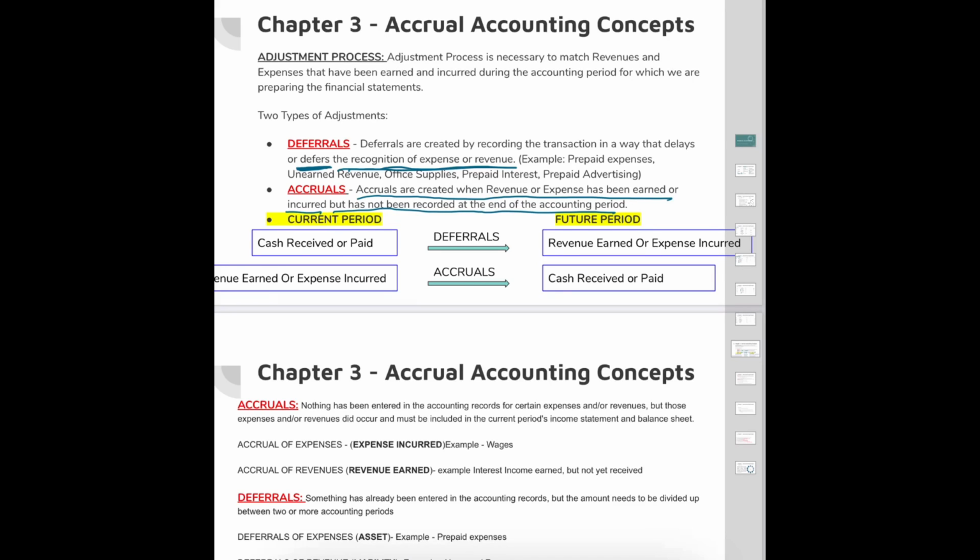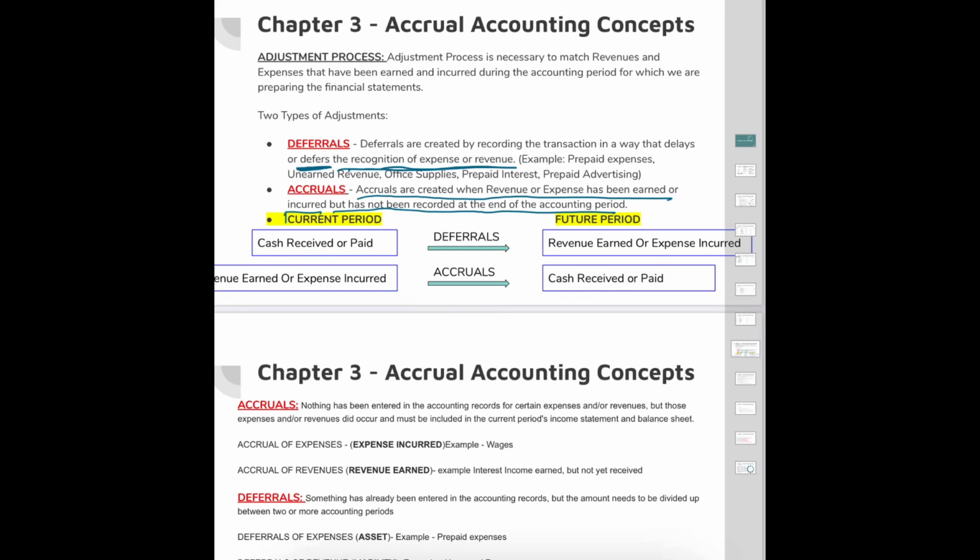Again, deferrals are created by recording the transaction in a way that delays or defers the recognition of expense or revenue. Examples are prepaid expenses, unearned revenue, office supplies, prepaid interest, prepaid advertising. Accruals are created when revenue or expense has been earned or incurred but has not yet been recorded at the end of the accounting period.